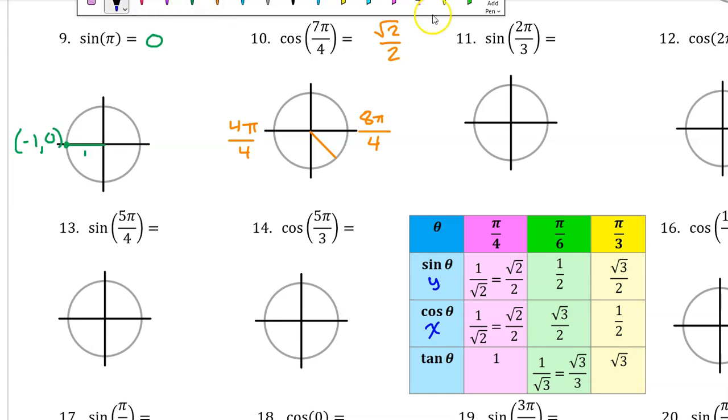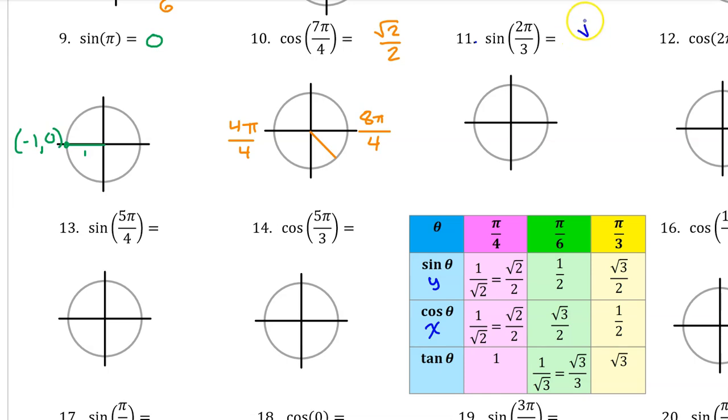Number 11. The sine of 2 pi over 3 is the same as the sine of pi over 3, which is radical 3 over 2, except it might be negative depending on the quadrant. We know that pi is right here, and since we have a denominator of 3, let's think of it as 3 pi over 3. Therefore, 2 pi over 3 will be one multiple before 3 pi over 3.